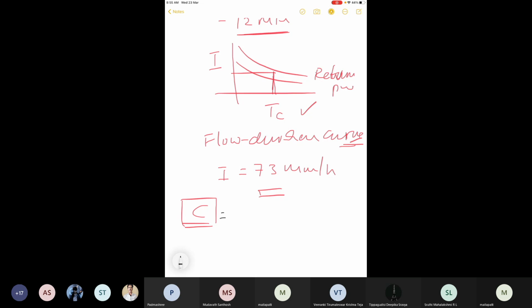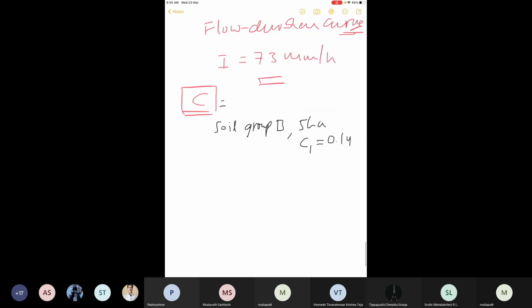So for soil group B, 5 hectares, C1 is equal to 0.14. Similarly, for soil group C, this is 10 hectares, C2 is equal to 0.71.